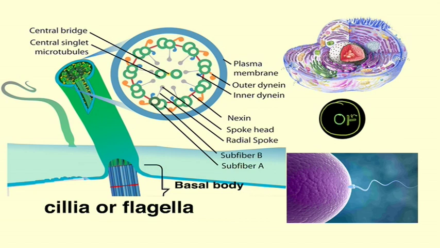In cross section of cilia and flagella, both are composed of microtubules. Both of them are made up of pairs of microtubules, and they are actually 9 pairs. So, 1, 2, 3, 4, 5, 6, 7, 8, 9 pairs, and in the center there is one lone pair. So, that is why this arrangement is called the 9 plus 2 arrangement.